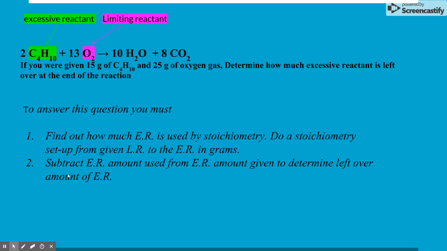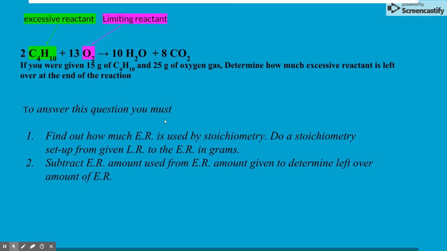Now that we've identified the limiting reactant is oxygen gas and the excessive reactant is C4H10, I'm going to give you a second question. If you were given 15 grams of C4H10 and 25 grams of oxygen gas, determine how much excessive reactant is left over at the end of the reaction.